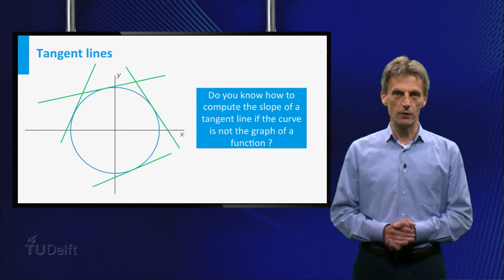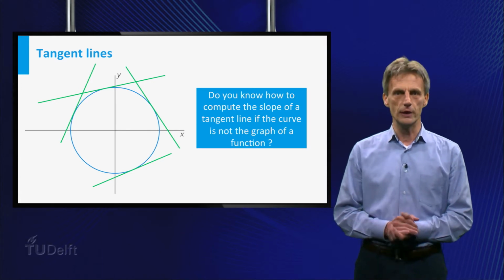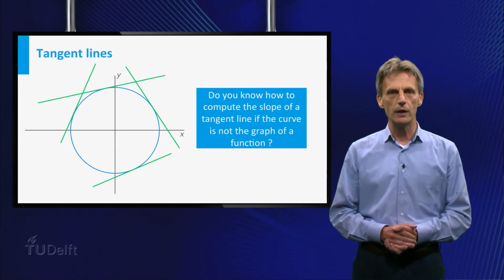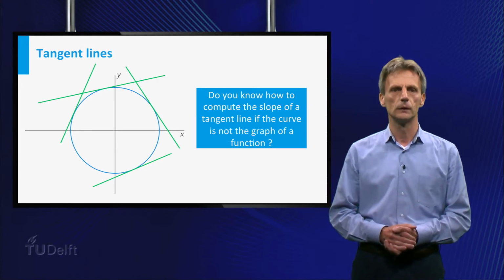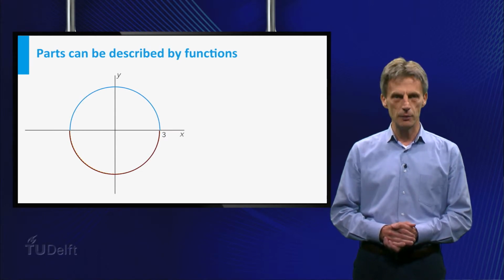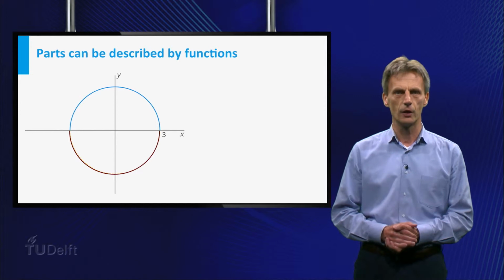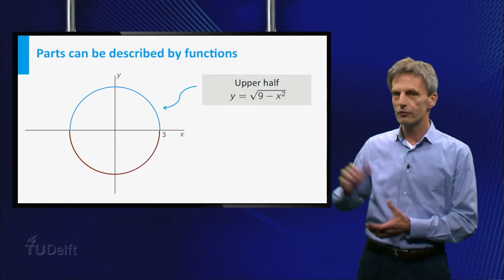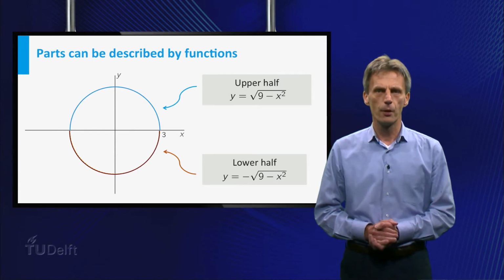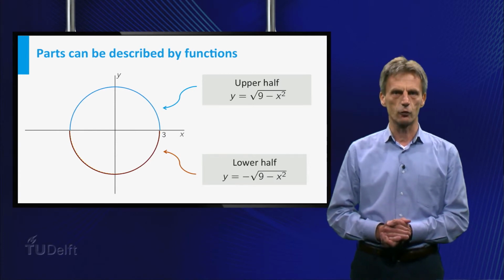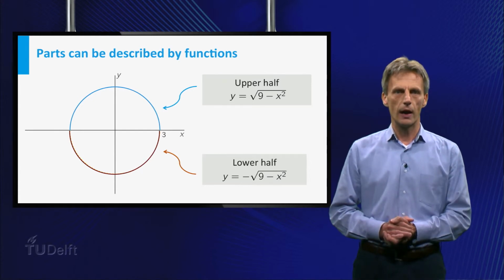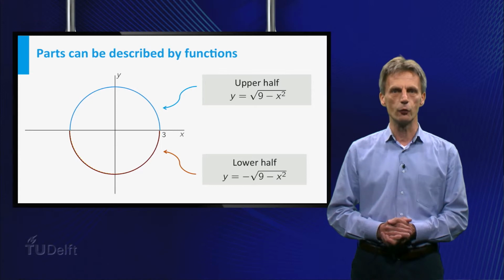We don't have an explicit formula in this case, because the equation of the circle is not an equation of the form y is equal to f of x. We can divide the circle in two parts, which can be described by explicit formulas, namely the upper half and the lower half. The two functions plus and minus the square root of 9 minus x squared are defined implicitly by the equation x squared plus y squared is equal to 9.